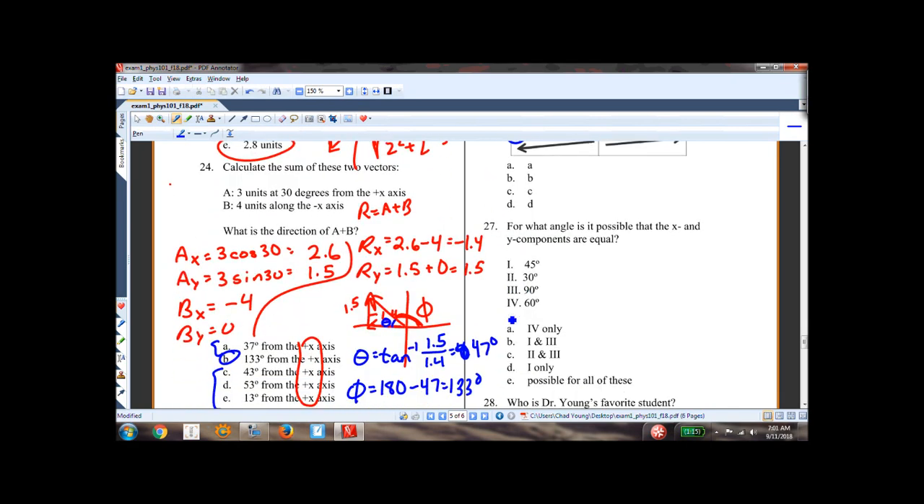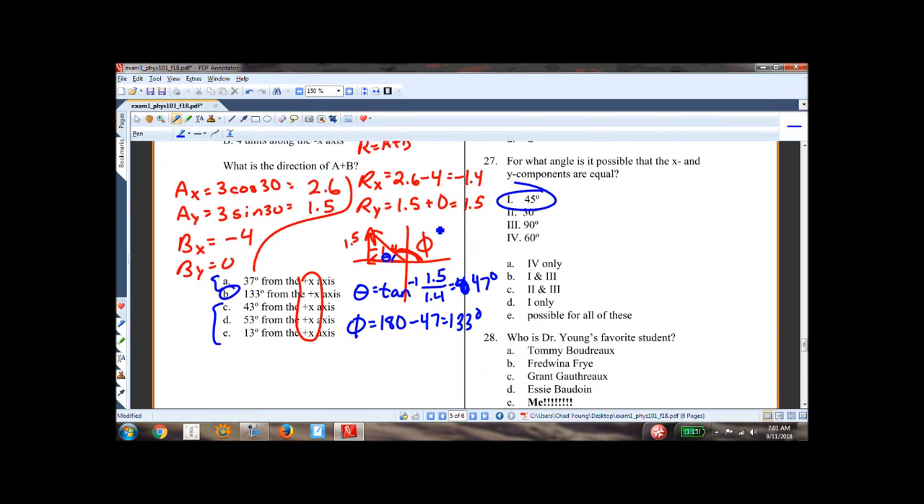For what angle is it possible that the x and y components are equal? Only with an equilateral right triangle. That's 45 degrees. None of those others give you equal x and y components.